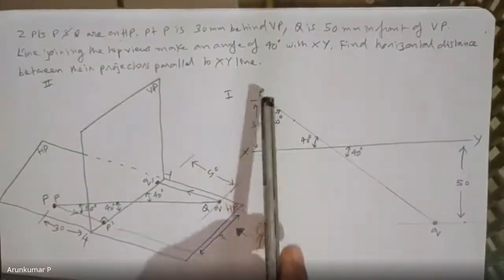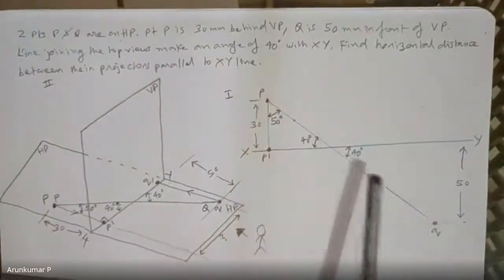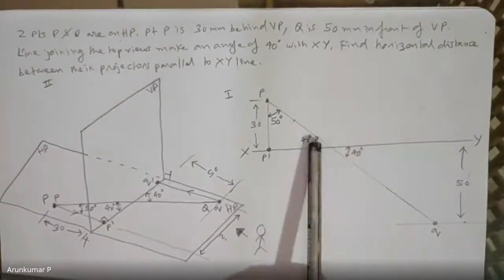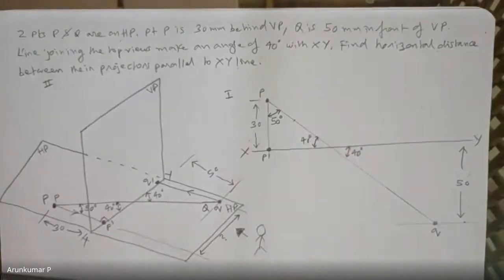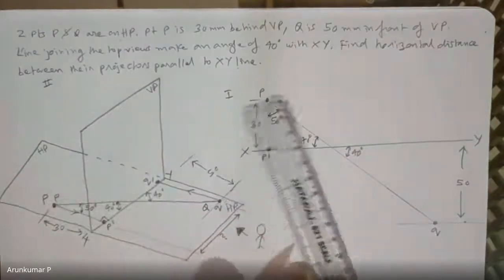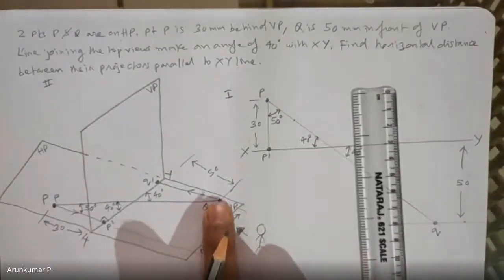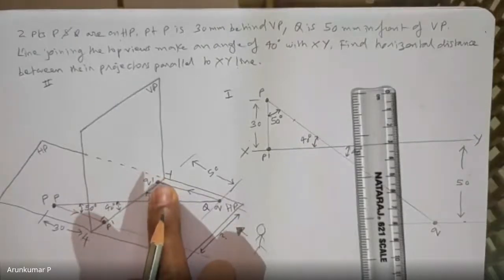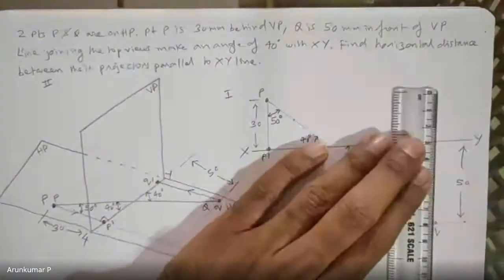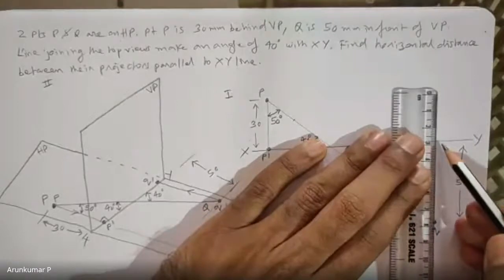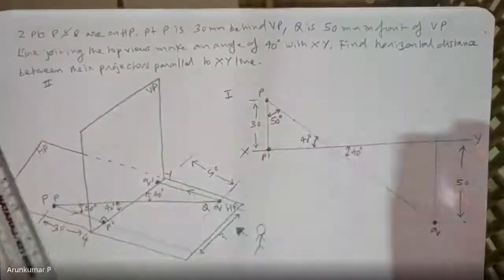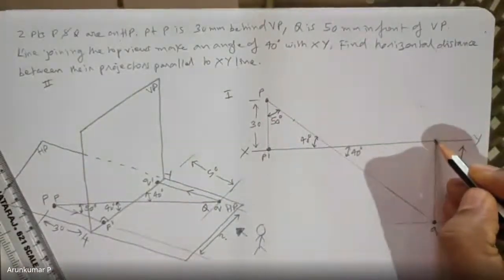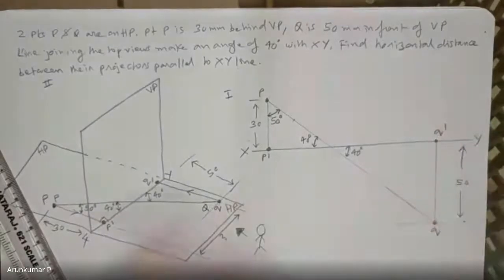Because we know that the line joining the top view of P and the top view of Q is at 40 degrees to XY line. Last step, if you project Q onto XY line, at the intersection you will get Q dash. So do that. Here you will get Q dash. That's it.